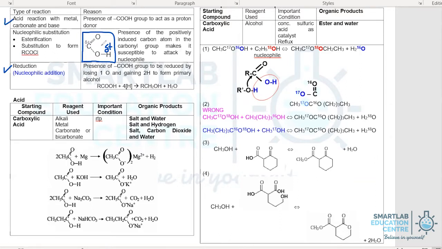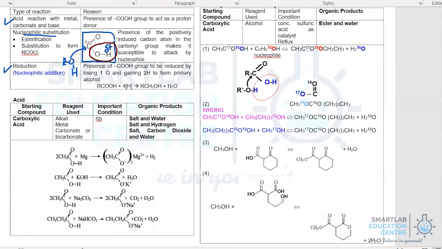Next, carboxylic acid is able to undertake nucleophilic substitution, as the carbon in the carboxyl group is delta plus, and alcohol, which is a nucleophile, could attack the delta plus carbon, resulting in the formation of ester. In nucleophilic substitution, the use of PCl5, SOCl2, and PCl3 would also enable the OH group in the carboxyl group to be replaced with a halogen.